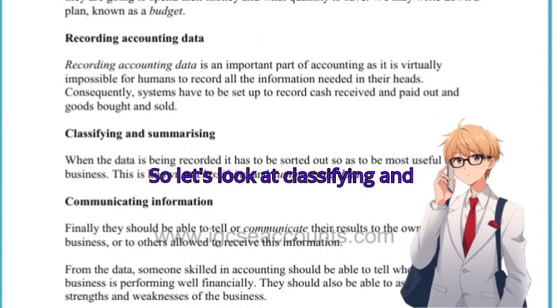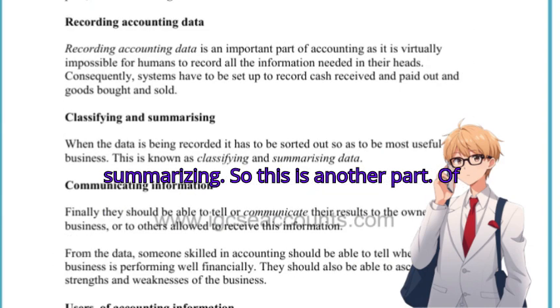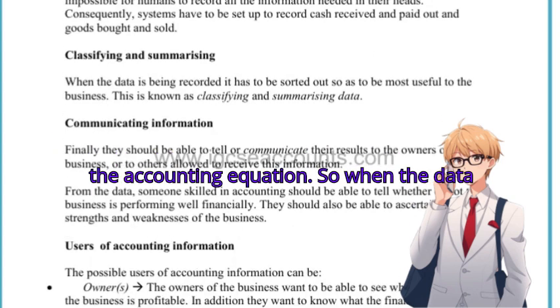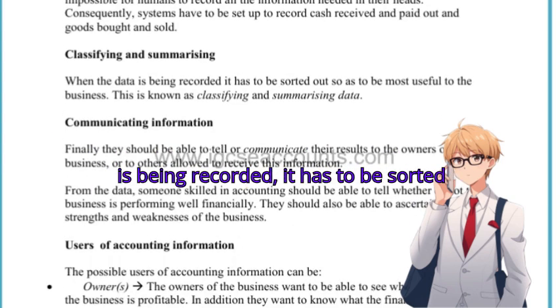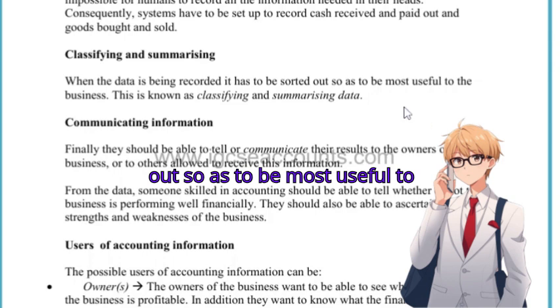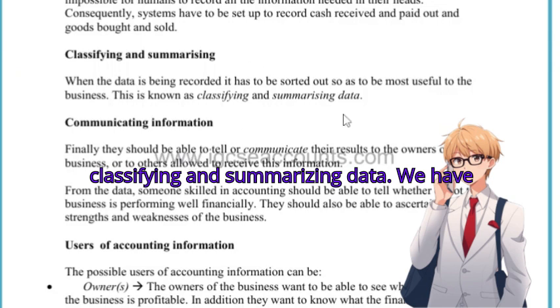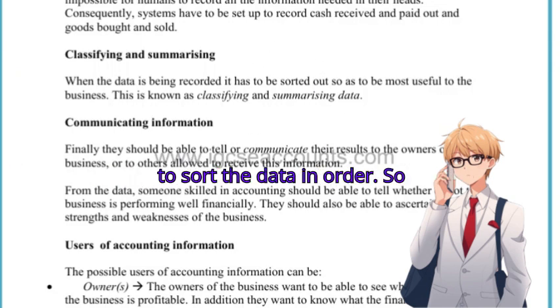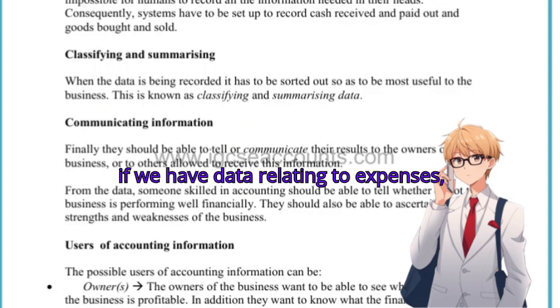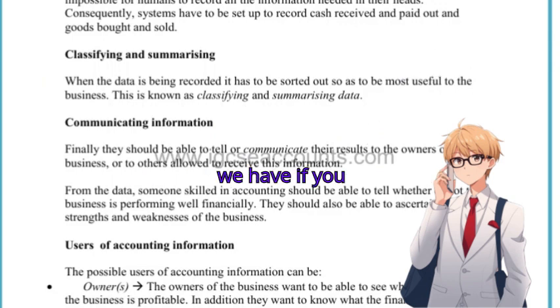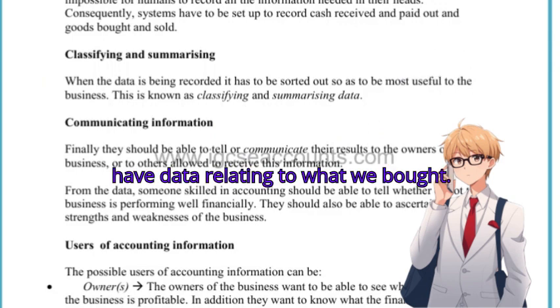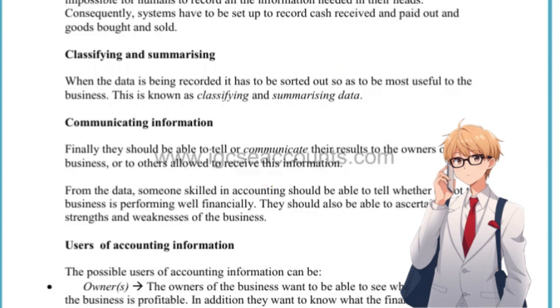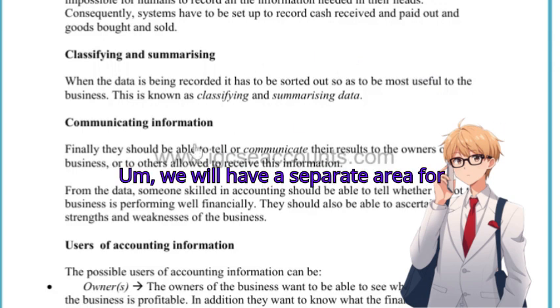So let's look at classifying and summarizing. This is another part of the accounting equation. When the data is being recorded, it has to be sorted out so as to be most useful to the business. This is known as classifying and summarizing data. We have to sort the data in order. So if we have data relating to expenses, we have a separate section for that. If you have data relating to what we bought, we will have a separate area for that. You could basically get the gist of it from that.